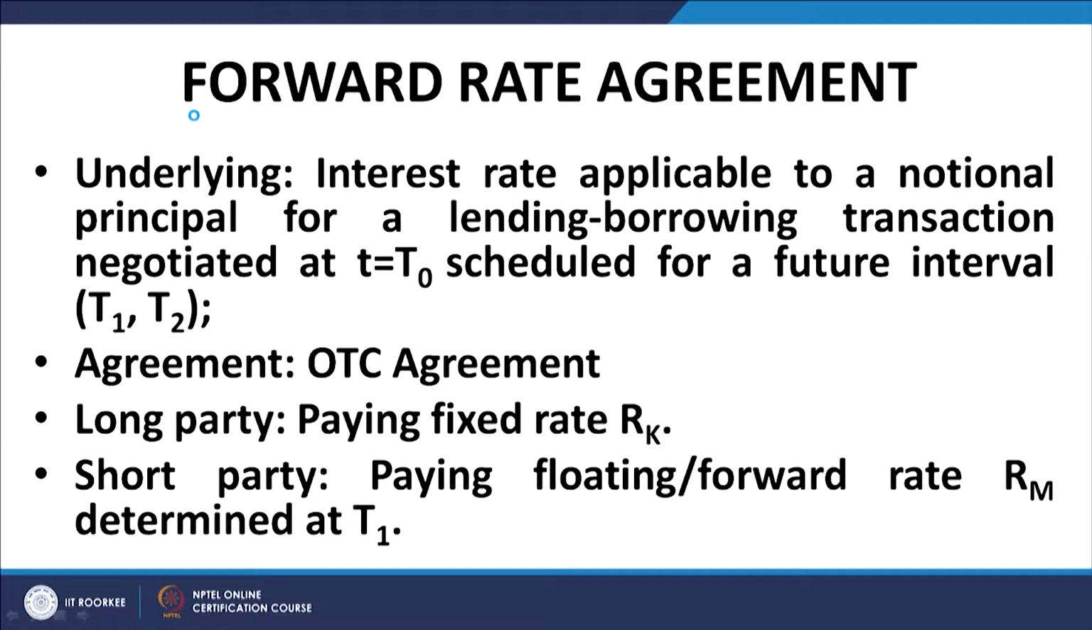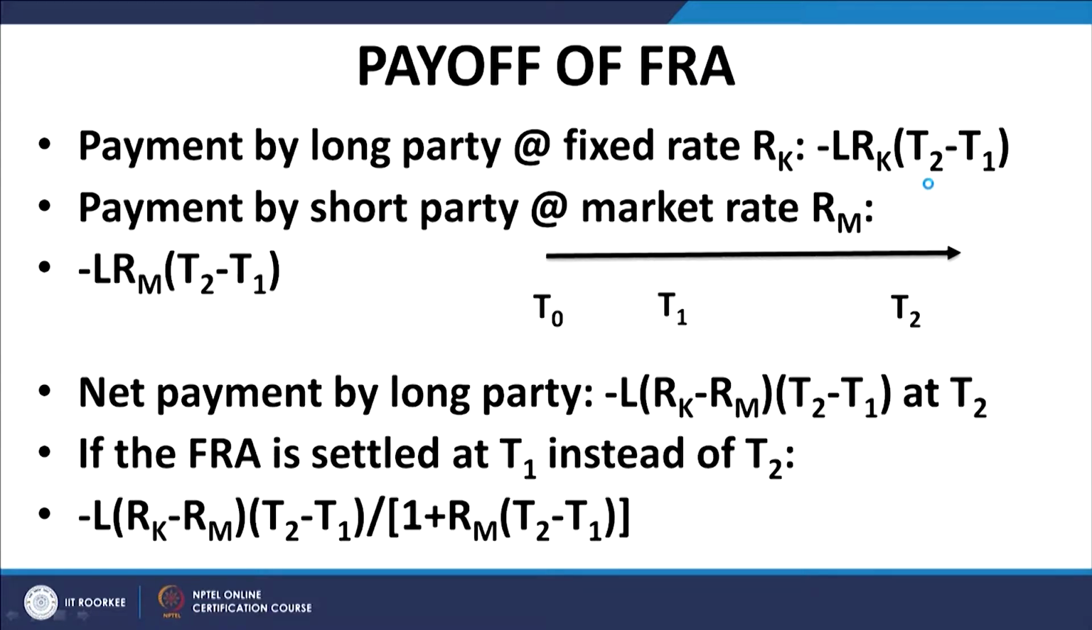So, it is a derivative. What is the underlying? The underlying is the interest rate applicable to a notional principal. This word notional is important, it is not physically exchanged, for a lending borrowing transaction negotiated at t equal to t0, that is what I mentioned, scheduled for a future interval t1 to t2. So, the loan is deemed to be initiated or disbursed at t1 and deemed to be concluded or repaid at t2. It is an OTC agreement. Long party is the party paying the fixed rate, and short party is the party paying the floating rate.